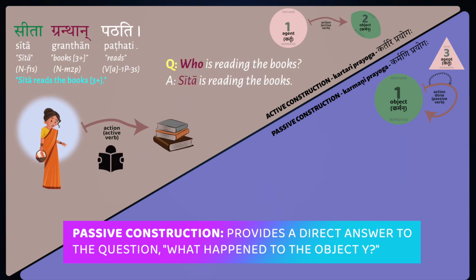What about our second sentence? Sita granthan patati. Sita reads the books.